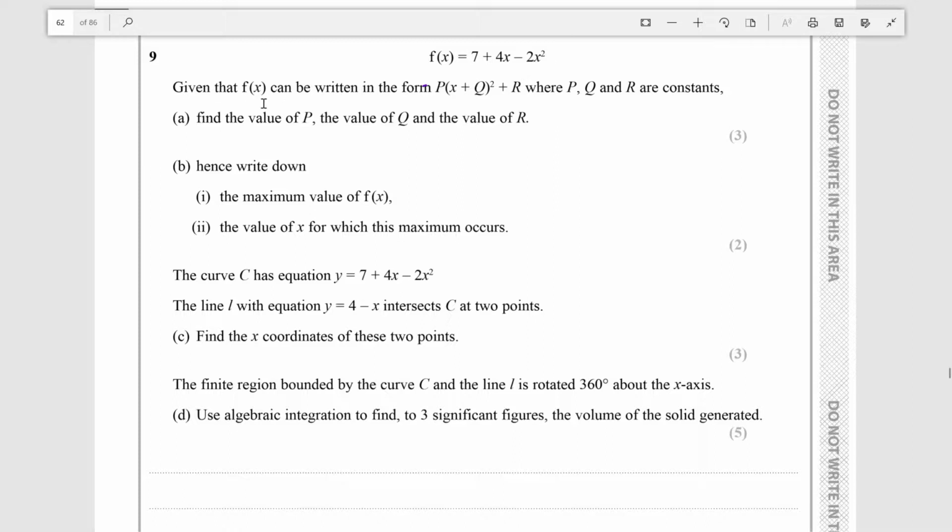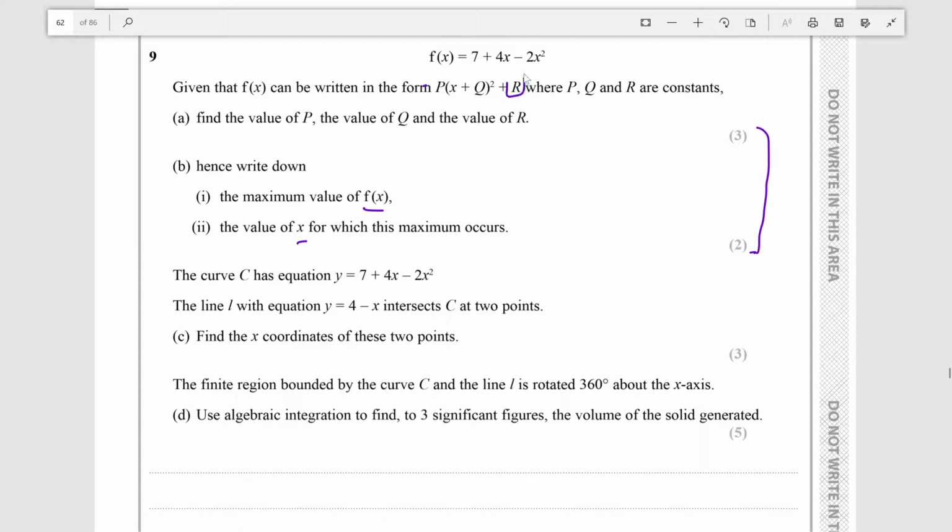Given that f(x) can be written in the form p times (x plus q) squared plus r, where p, q, and r are constants, find the values of p, q, and r, write down the maximum value of f(x) and the value of x for which this maximum occurs. Basically, these 5 marks are just from your knowledge of being able to complete the square and interpret the result.